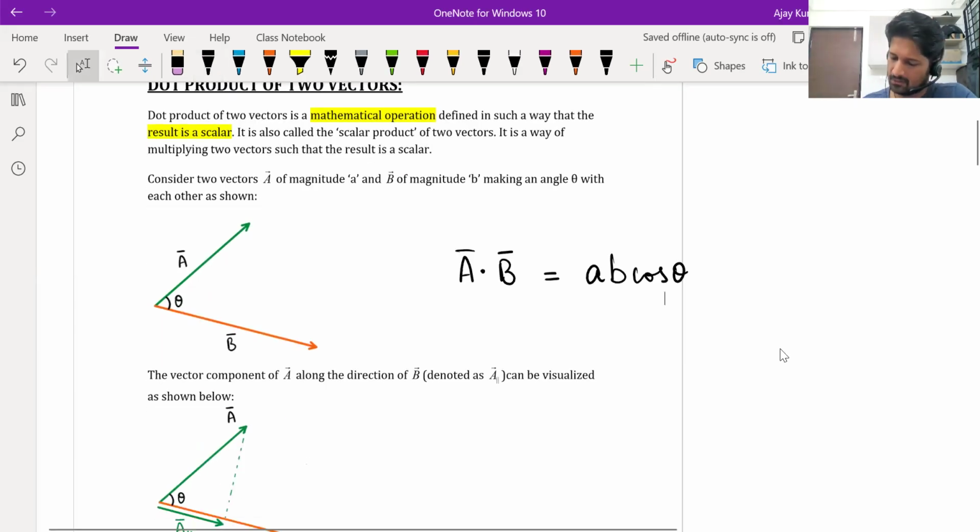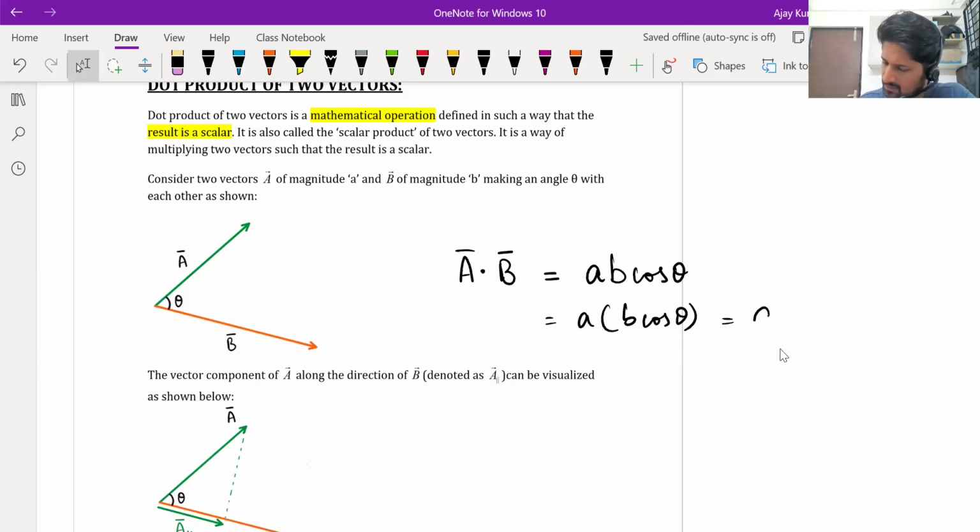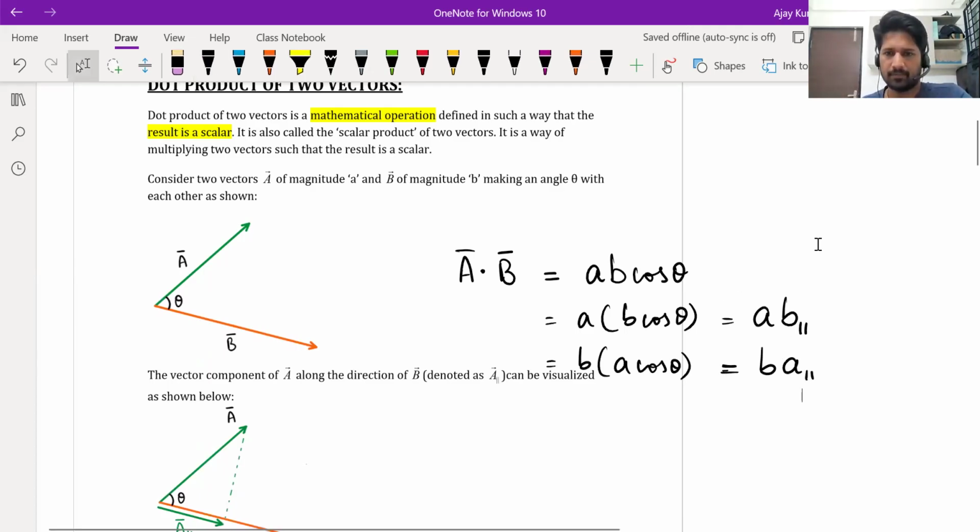Fine. So you can also write this as A multiplied with B cos theta. This was all there in the worksheet. So which is basically A multiplied with the component of B parallel to A, the scalar component of B parallel to A. You can also write this as B multiplied with A cos theta, which is B multiplied with the scalar component of A in the direction of B. Okay, right.